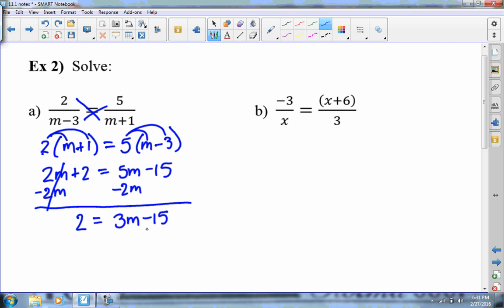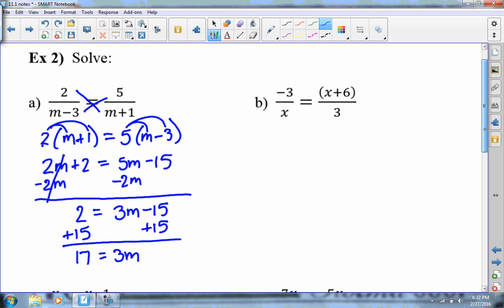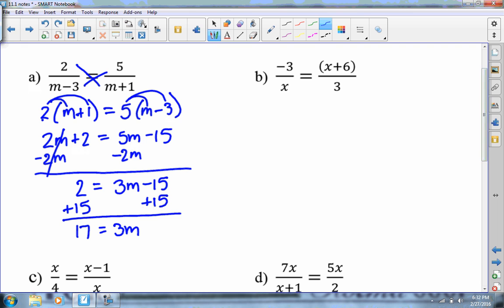But now that I have the 3m on the left side, I'm sorry, the right side, I'm going to have to add the 15 over to the left side. So here I'll get 17 equals 3m. And then I'll have to divide by the 3. And again, I'm going to get another fraction. That's okay. So I'm going to end up with 17 over 3.